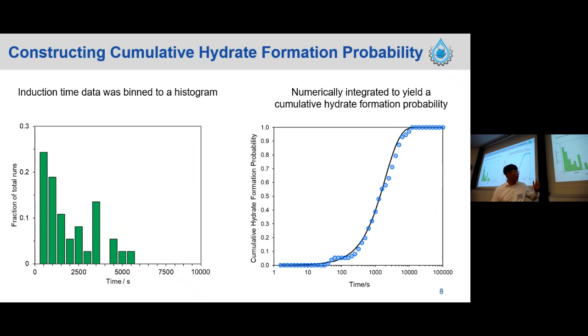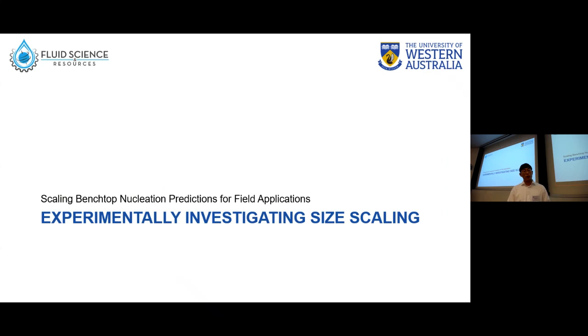So this CDF is what we actually care about, and that's what we're trying to scale from one system to the other, because this CDF gives us really useful information. For example, if you have a certain residence time, you can find the corresponding hydrate formation probability here. So now we'll focus on how we experimentally investigate that size scaling.